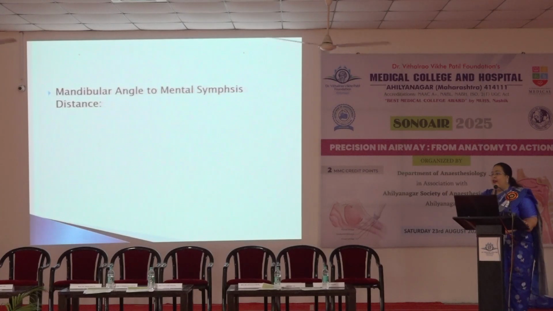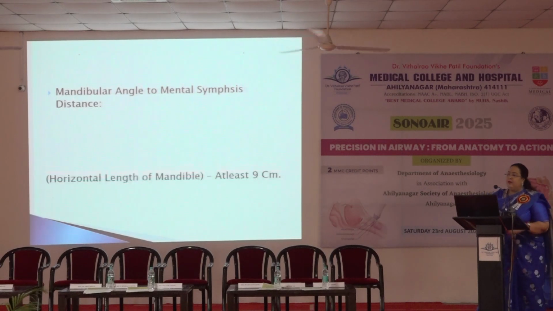Then mandibular angle to mental symphysis distance. It will help us to measure the horizontal length of the mandible. It should be at least 6 cm.